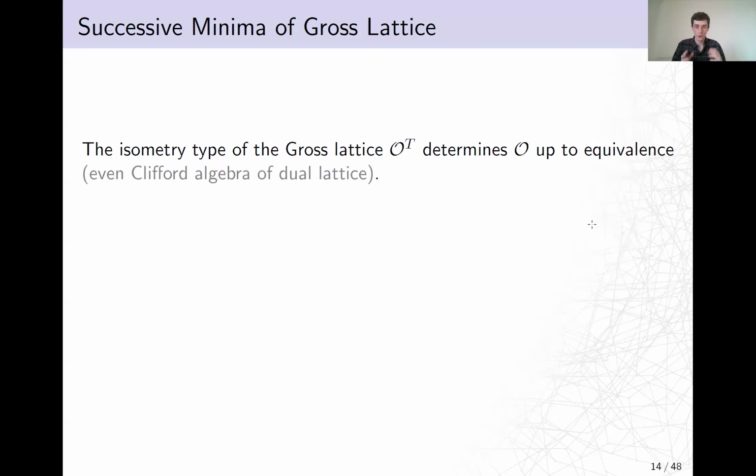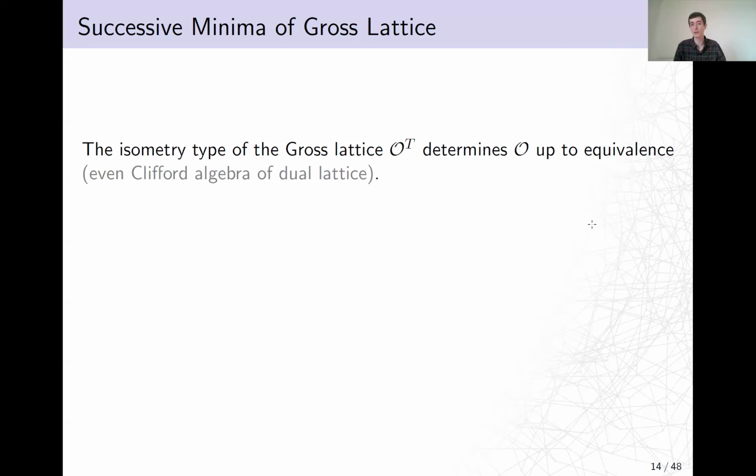Now, the gross lattice is some 3-dimensional lattice, and its isometry type actually determines the maximal order up to equivalence. And this is a fairly classical construction. Namely, you take the gross lattice, you consider its dual lattice, and then there's this operation called the even-Clifford algebra construction that recovers O. It allows you to turn the ternary quadratic form into a multiplication structure. So that's very well understood.